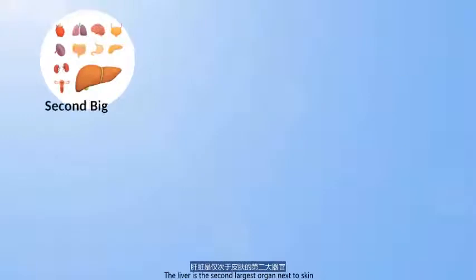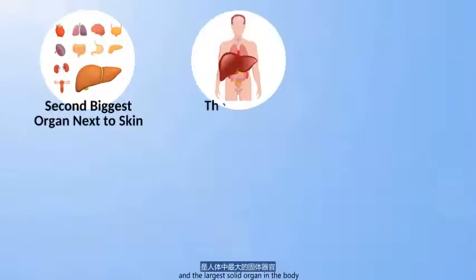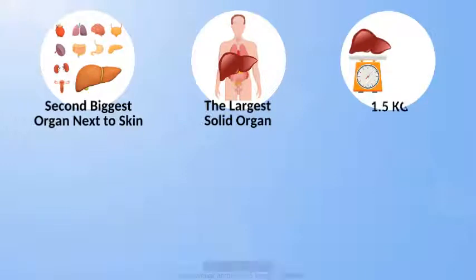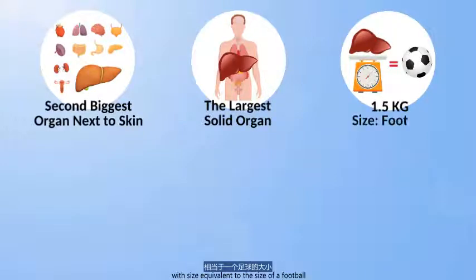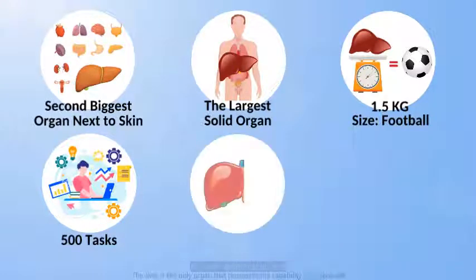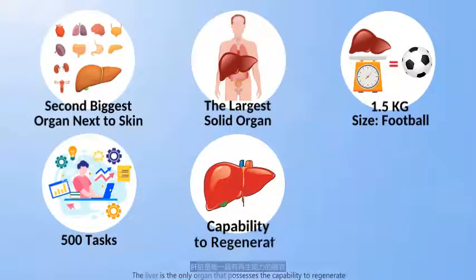The liver is the second biggest organ next to the skin and the largest solid organ in the body, weighing around 1.5 kg, with a size equivalent to a football. This vital organ carries out more than 500 essential tasks in the human body. The liver is the only organ that possesses the capacity to regenerate.